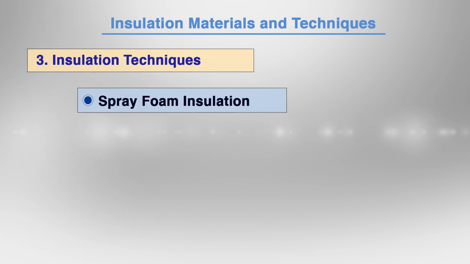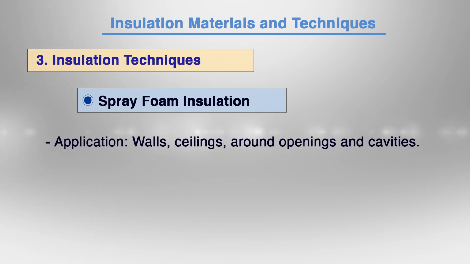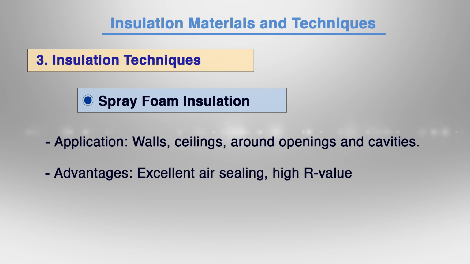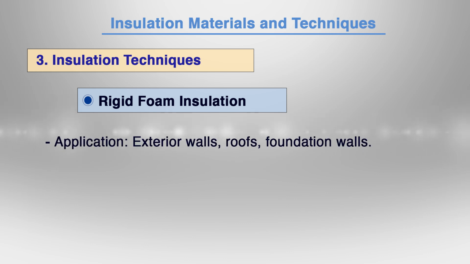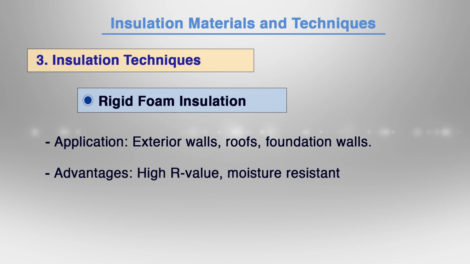Next one is spray foam insulation. Expanding foam applied with a spray gun. It is also used in wall, ceiling, around openings and cavities. It has some advantages like excellent air sealing, high R values. Rigid foam insulation. Description: foam board like polyethylene. It has some applications like exterior wall, roof and foundation walls, etc. It also has some advantages like high R value, moisture resistance, etc.